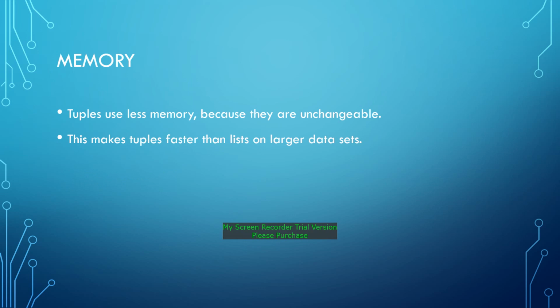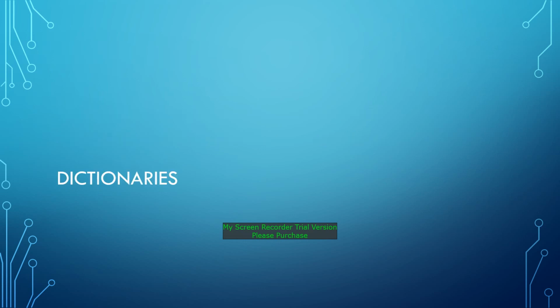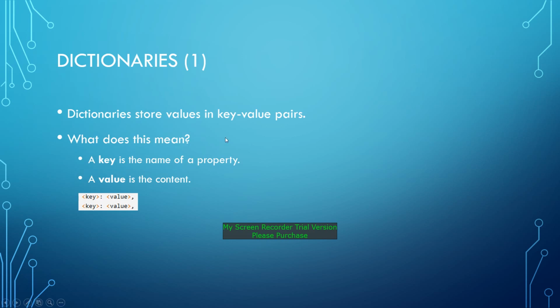Okay, so tuples are very similar to lists. It's only those little differences. But now we get to the exciting part, dictionaries. Okay, so in a dictionary, you can store 2 values in a single line. Dictionaries store values in a key value pair. So we can store data in pairs. Okay, so what does this mean? We have a key, that is the name of a property, and we have a value, which is the content. So we can make this key anything we want.